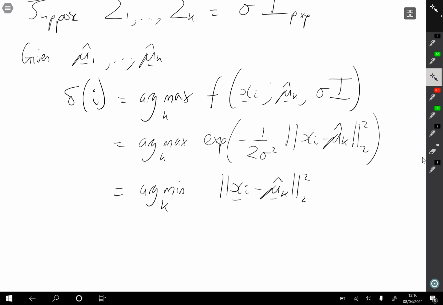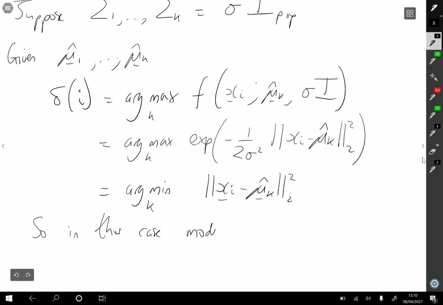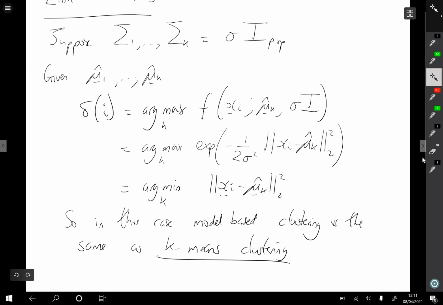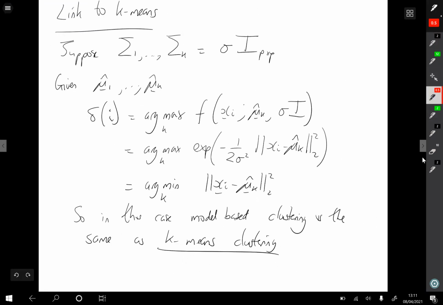Well, you can see this is exactly the same as k-means clustering. So in this case, model-based clustering is the same as k-means clustering. And so this gives us a way to understand what k-means clustering is doing. We can think about k-means clustering as doing model-based clustering, but where all our covariance matrices are the same and they're all equal to the identity. Now, that may or may not be realistic, but that's kind of the idea behind k-means.